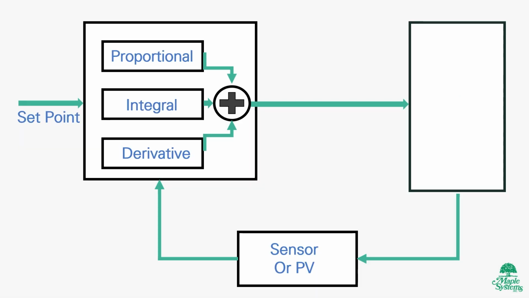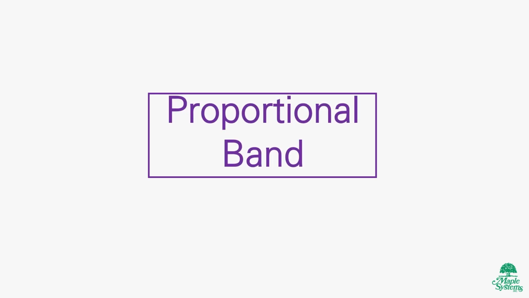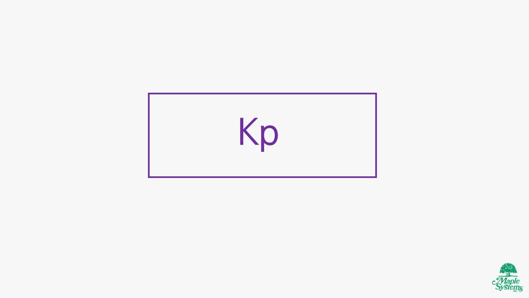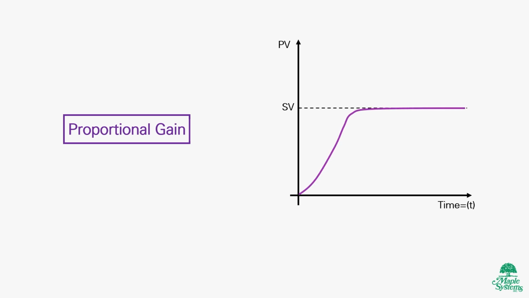So a PID can keep an automated process like temperature, pressure, or flow constant automatically. They use a control loop feedback or process variable to monitor where the output should be, coming in the form of sensors or meters. The P in PID stands for proportional, or proportional gain, or proportional band. You can also use the abbreviation KP. This determines how fast the system responds. Adjusting the proportional gain properly will result in less oscillation when headed towards the set value or target value.